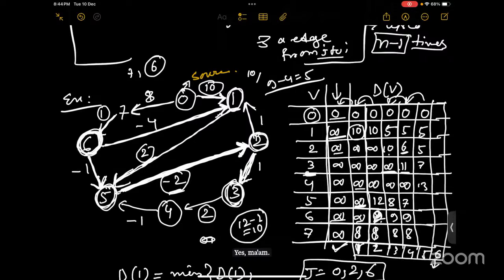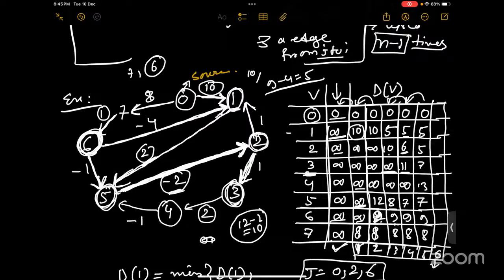So for 5, we will consider again 1 and 6, right? And the minimum one. 1 and 6, 9. So once we will get 8, and from here we will get maybe 5, 6, 7, right? So the 7 will be minimum, right? Is it fine? Then 9 and 8. Okay.